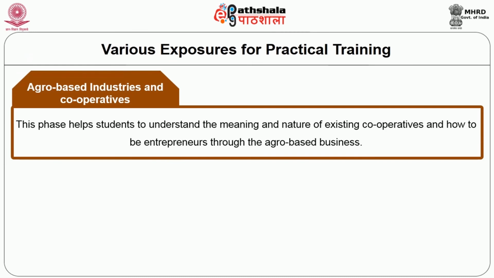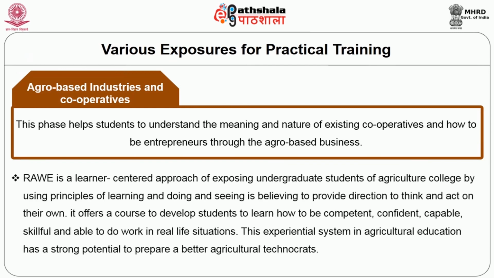This phase helps students to understand the meaning and nature of existing cooperatives and how to become entrepreneurs through agro-based business. The rural agriculture work experience is a learner-centered approach of exposing students of agriculture colleges and other universities, using principles of learning by doing and seeing is believing, to provide direction to think and act on their own. It helps students learn how to become competent, confident, capable, skillful and able to do work in real life situations. This experiential system in agriculture education has strong potential to prepare better agriculture technocrats.